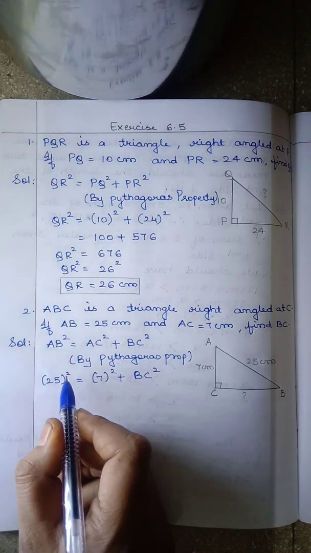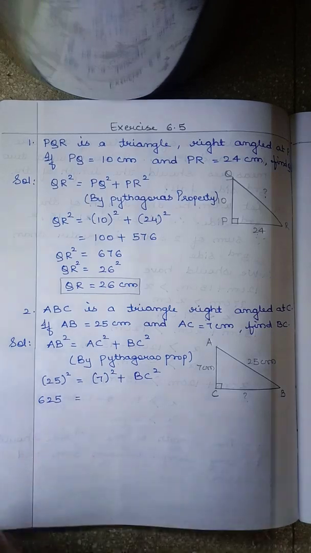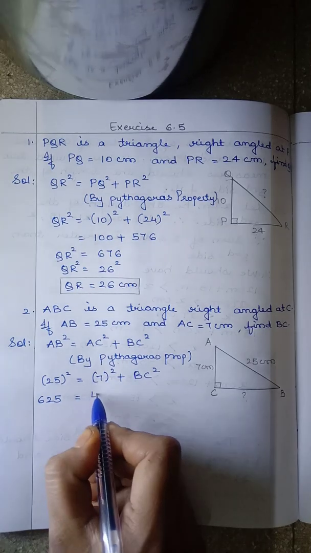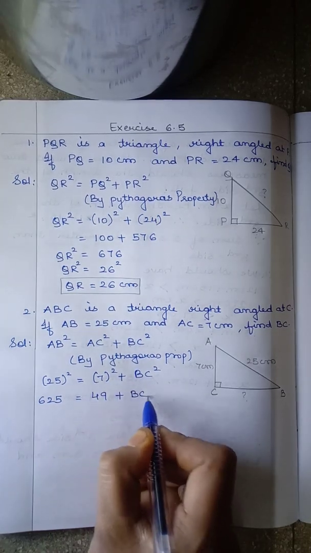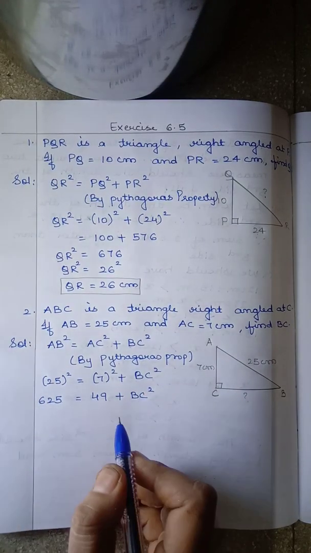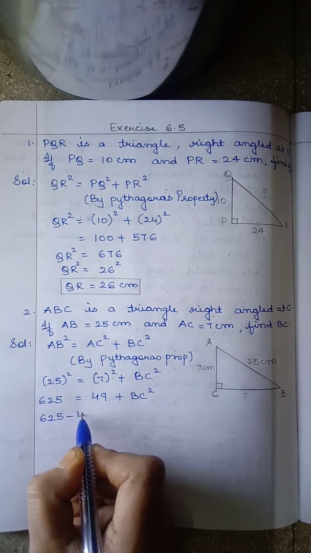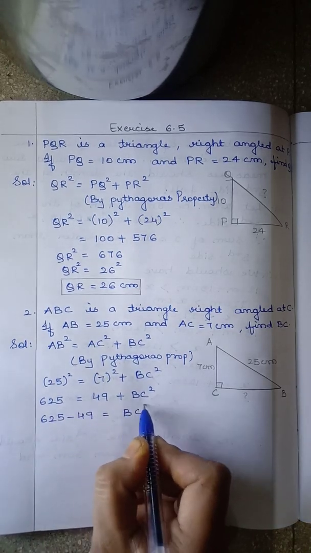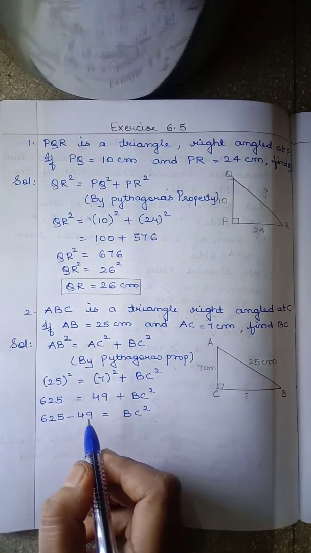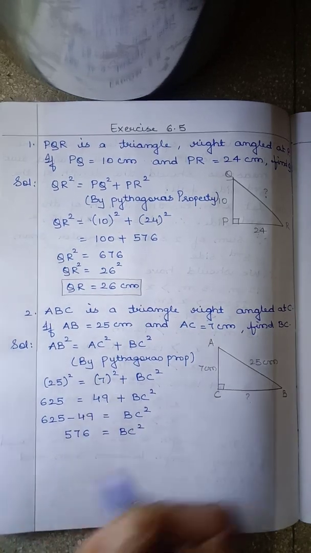Now find the squares. 25 square means 25 into 25, that is, if you multiply, you will get 625. Then 7 square means 7 into 7, that is 49, plus BC square. Now this unknown side we have to find, so take all the numbers to one side. 49 I will take to the LHS, so 625 minus 49 is equal to BC square. Plus on one side becomes minus on the other side. So 625 minus 49 gives you 576, which is equal to BC square.